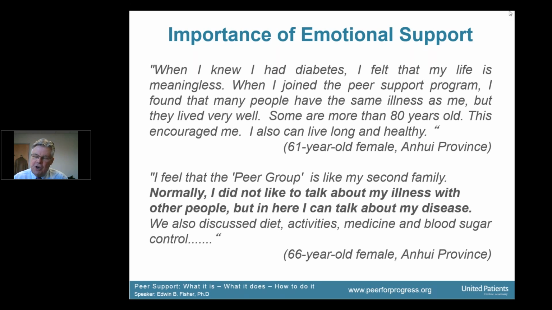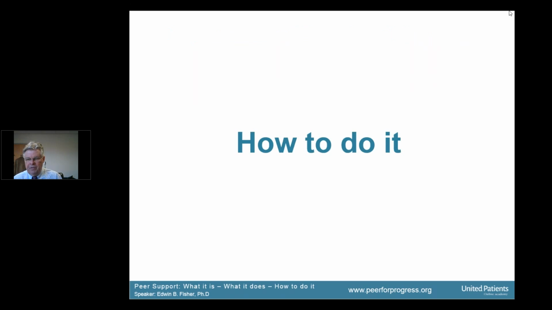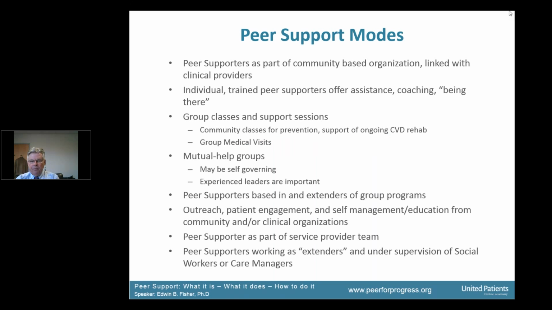So both of these show in China how emotional support is a really important feature of peer support. And I think that's important for us to understand. It's not just about teaching people how to eat fruits and vegetables. It's giving them an opportunity to talk about their feelings about the health problems that confront them and to gain strength from the peer support. Now I want to close with some slides on how to do it, how to develop a peer support program.